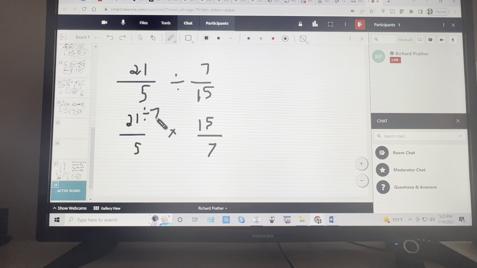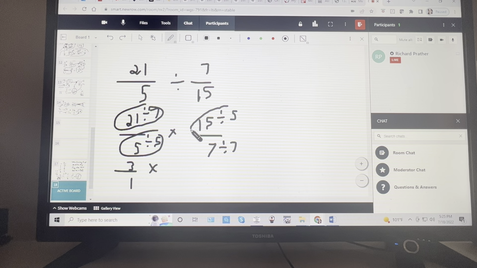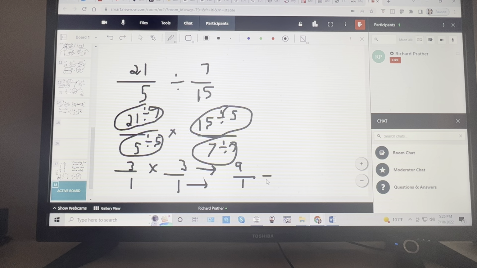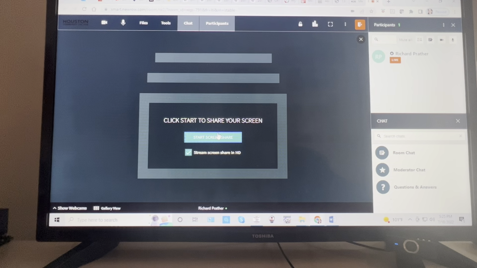21 and 7 both divide by 7. 15 and 5 both divide by 5. 21 divided by 7 is 3. 5 divided by 5 is 1. 15 divided by 5 is 3. 7 divided by 7 is 1. Nothing else reduces, so go straight across. 3 times 3 is 9. 1 times 1 is 1. Remember, they won't take this answer, so 9 divided by 1 is 9. Anything divided by 1 is itself.